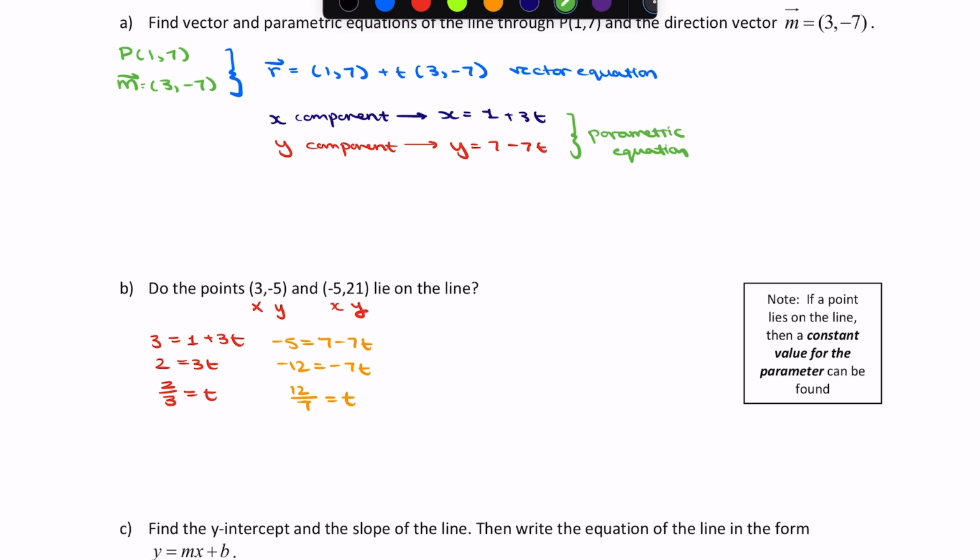And here what we notice is that the t values for x and y are not the same. And so a note is that if the point lies on the line, then a constant value for the parameter can be found. So in this situation, therefore, we can see that the point (3, -5) is not on the line.